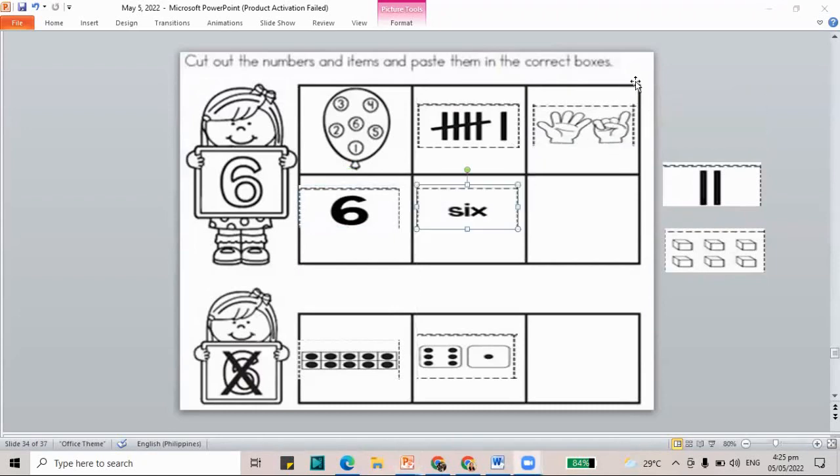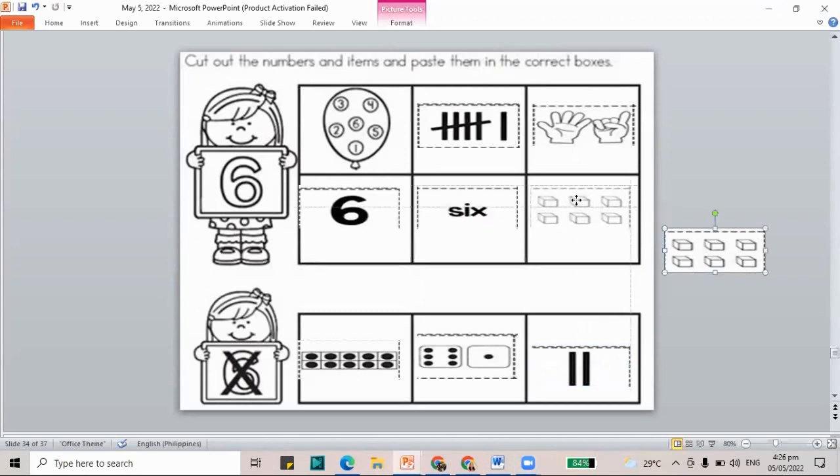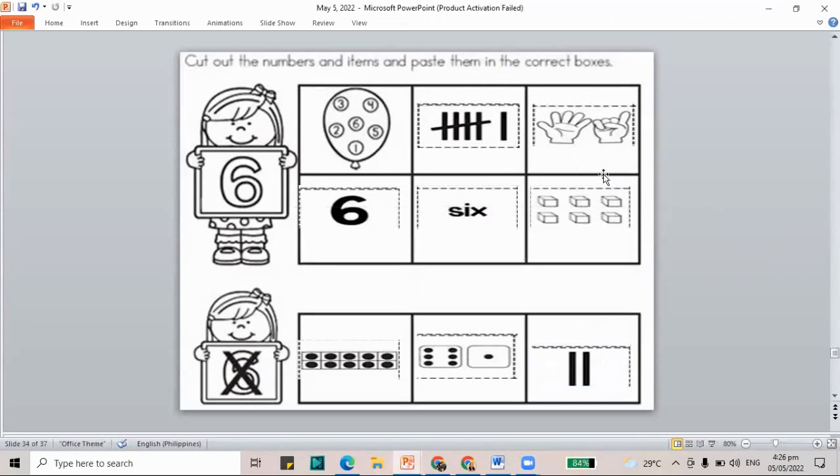How about for the sticks? 1 and 2, that shows 2, not 6. And the last one, this shows how many boxes? 1, 2, 3, 4, 5, and 6. That's 6. Put it in the box. So we have all our number 6. And if you're not yet done, pause this video, play it again once you're done.